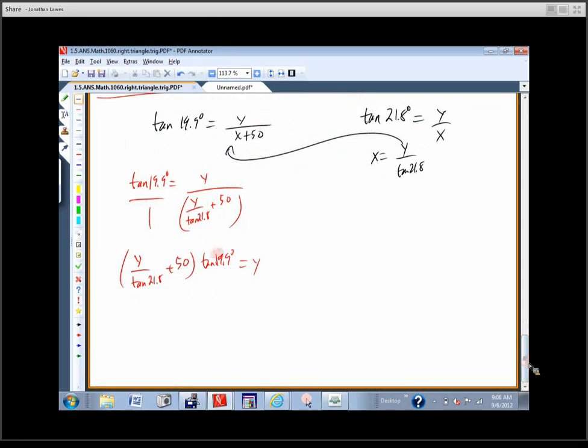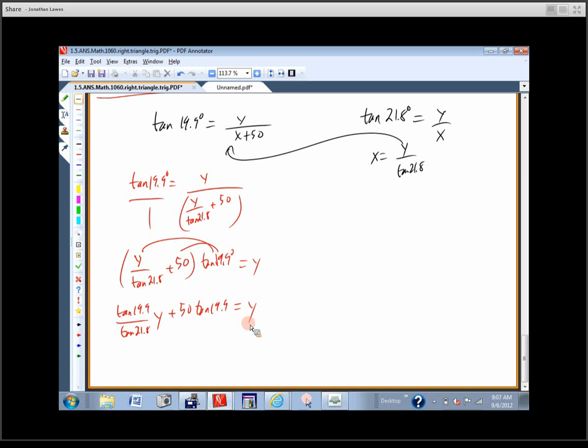Distribute. This is just a number, remember, so I'm going to distribute it through. So this is going to be tangent 19.9 over tangent 21.8 times y plus 50 tangent 19.9 equals y. The goal in solving this equation is to get the variable on one side by itself, right? So we can read off what the answer is.